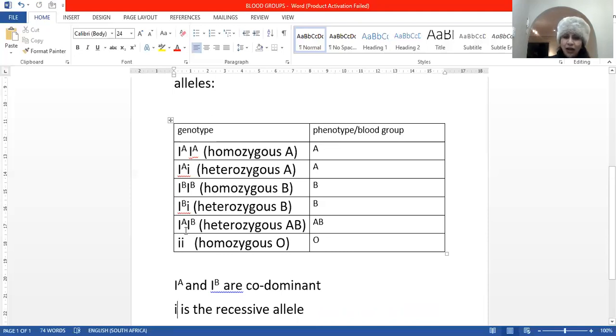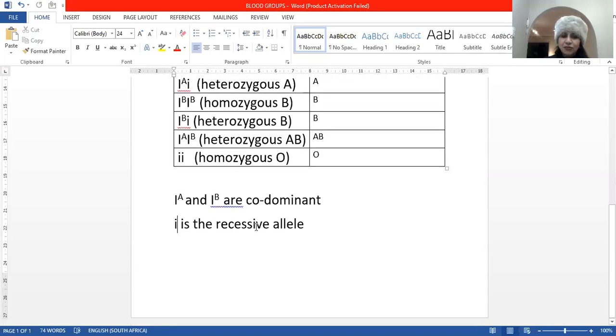But if you are blood group AB, you can only have one genotype, I^A I^B. And if you're blood group O, you can only be homozygous, and you'd have two i's. Okay, so those are the different blood groups.